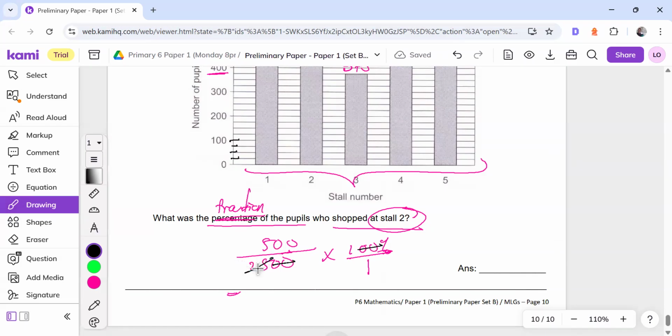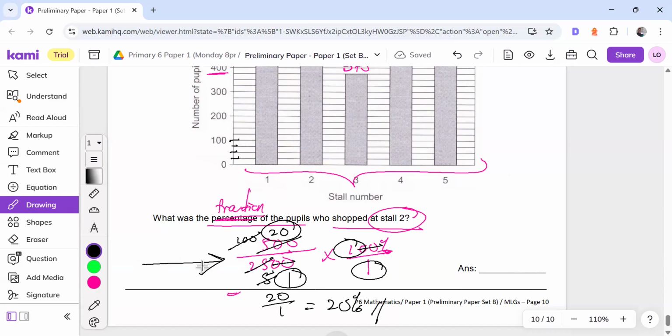So can you divide by 5? 25 divided by 5 becomes 5. 500 divided by 5 becomes 100. Cancel again. 5 divided by 5 is 1. 100 divided by 5 is 20. And now you can see the denominator is 1, right? And then you can multiply the numerators. So 20 times 1, 1 times 1. So 20%. So what's the lesson here? If you cannot make the denominator 100, you still can multiply by 100. Understand?